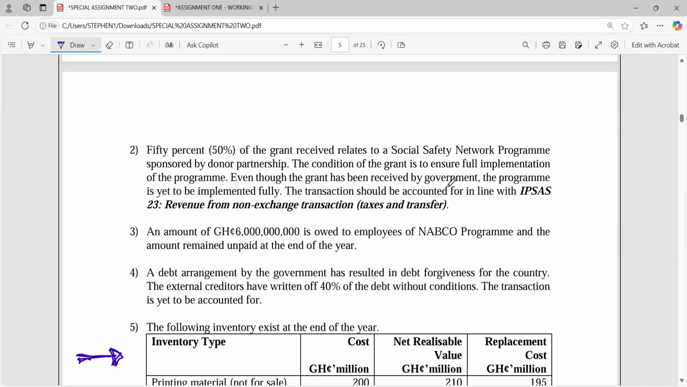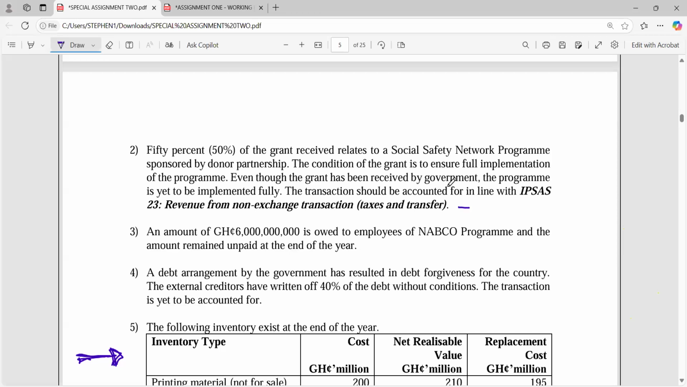Revenue from non-exchange transaction. 50% of the grant received relates to social safety network programs sponsored by donor partnership. The condition of the grant is to ensure full implementation of the program. Even though the grant has been received by government, the program is yet to be implemented. The transaction should be accounted for in line with IPSAS 23, revenue from non-exchange transaction.